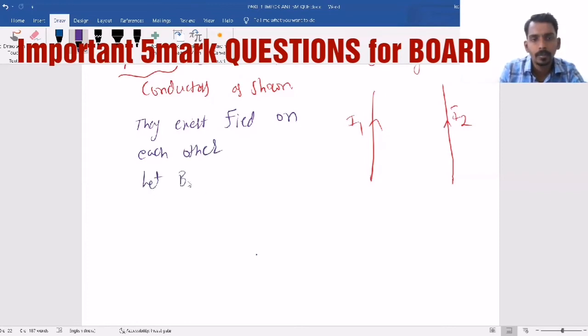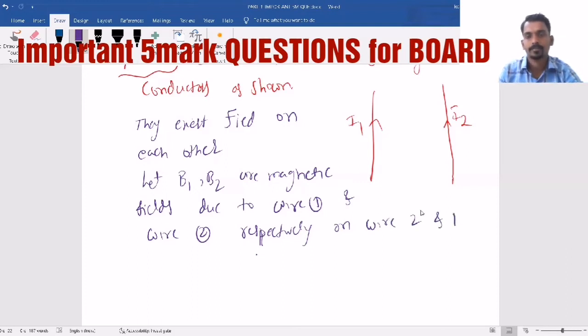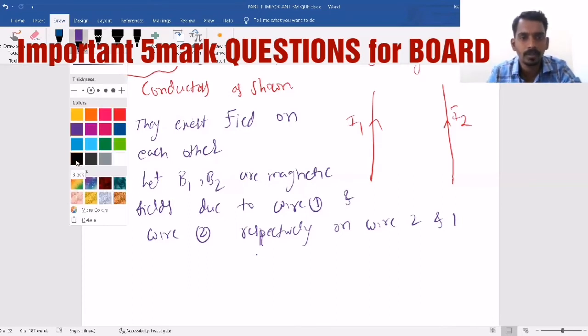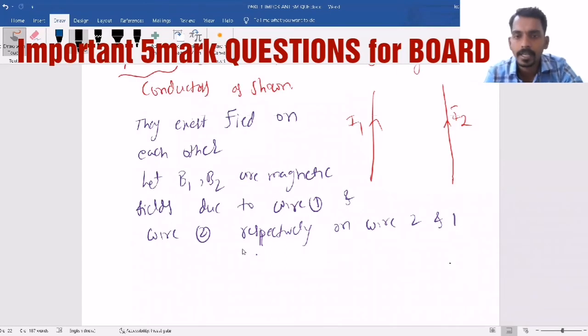Like let B1, B2 be the magnetic fields due to wire 1 and wire 2 respectively on wire 2 and 1. So one will produce a field on the second one, and the second one will produce a field on the first one. Now first thing, what is the direction of field B1 on the second wire?